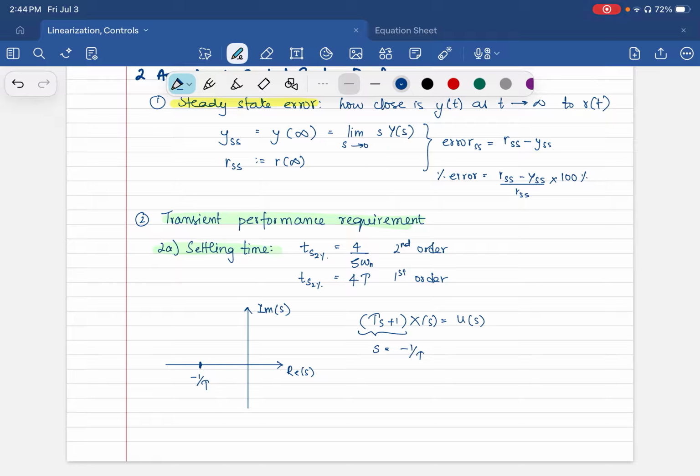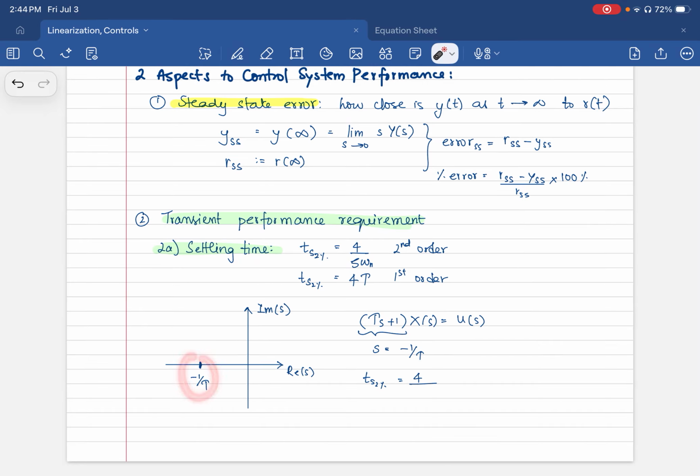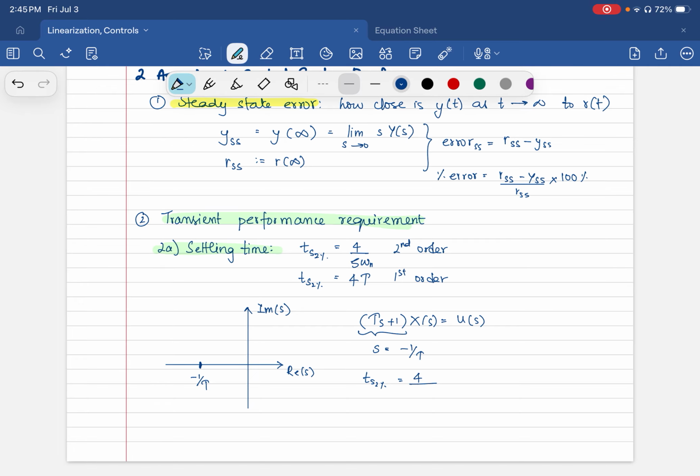So in this case, your settling time Ts2% is equal to 4 over the position of the pole, which is minus 1 by tau, right? That is your pole. 4 over minus 1 over tau. If I were to take the absolute value of that, this gives you the 4 tau that we had derived earlier.